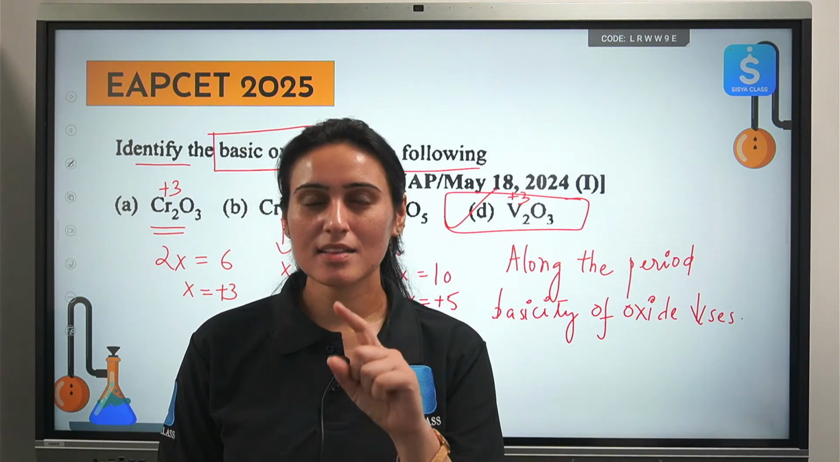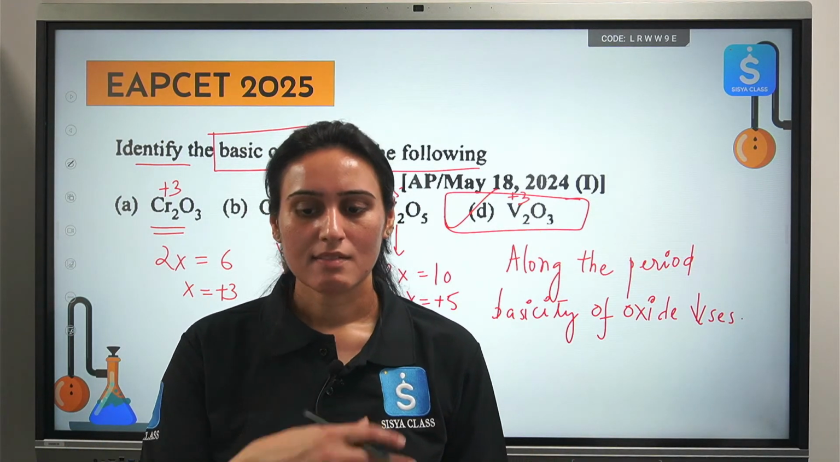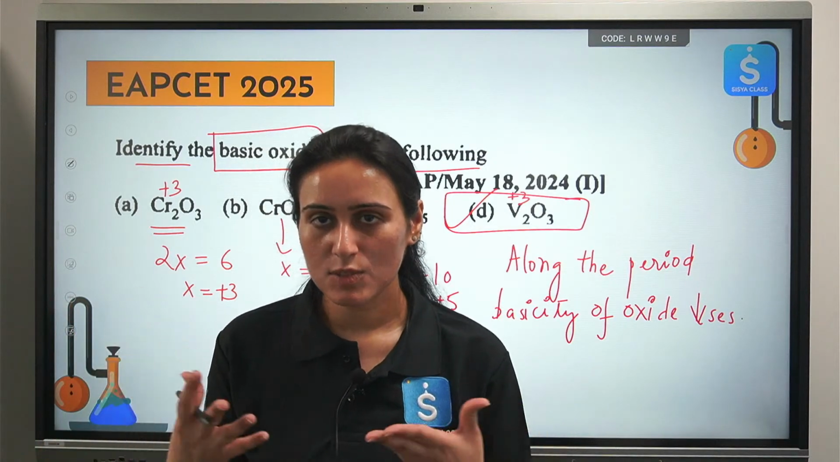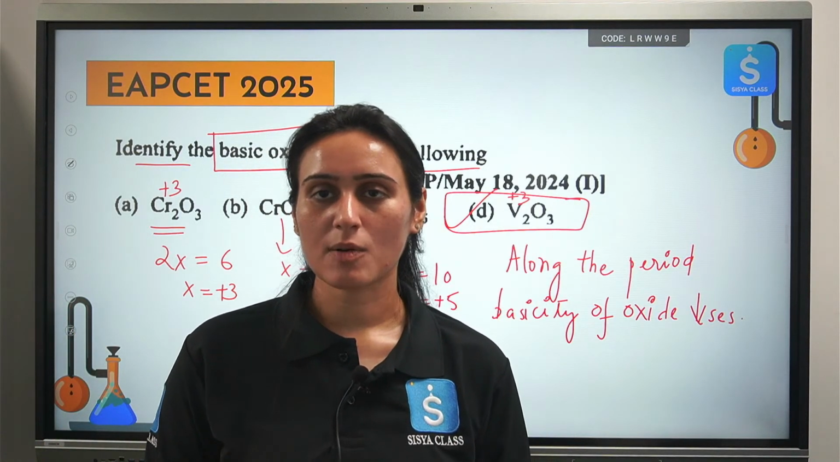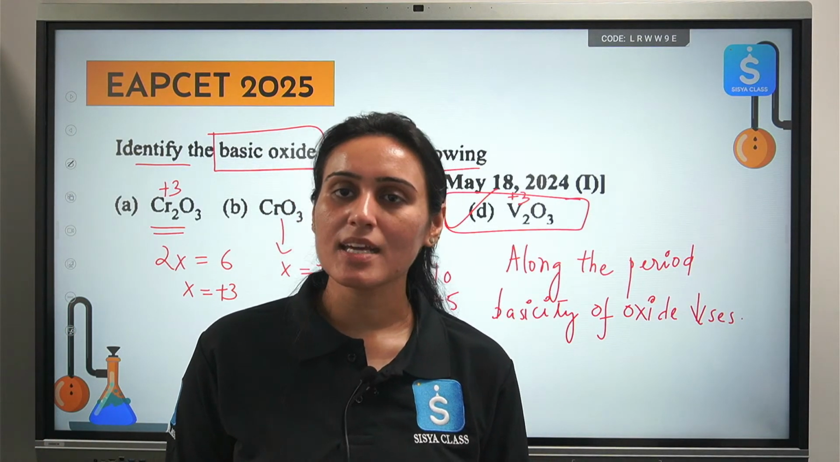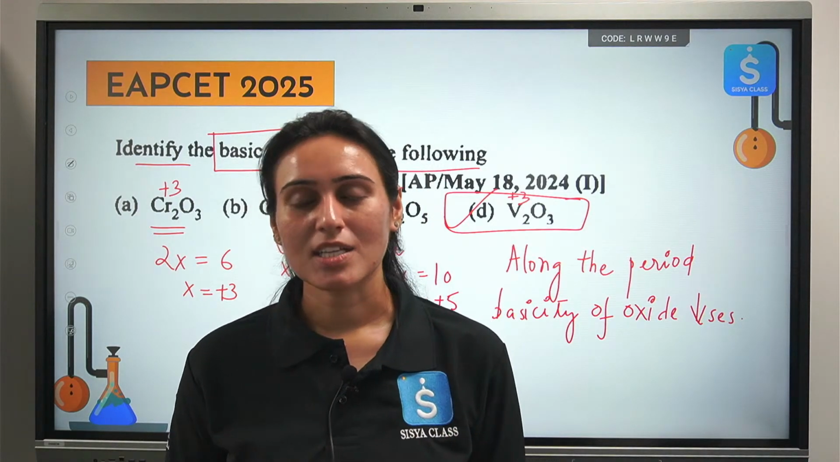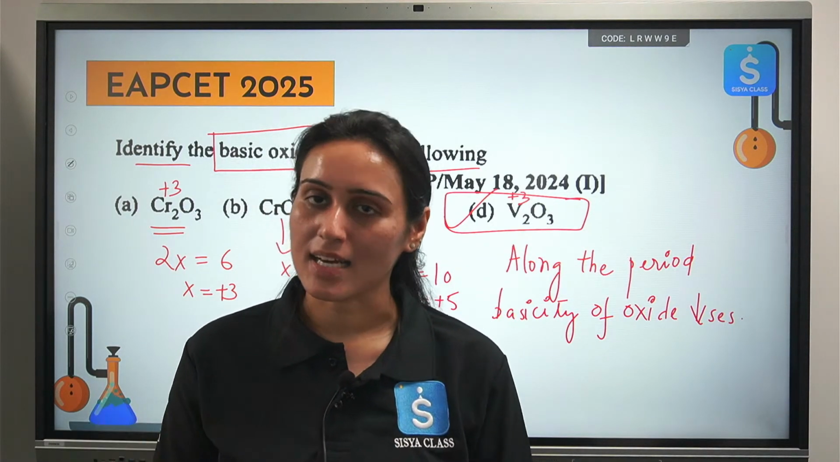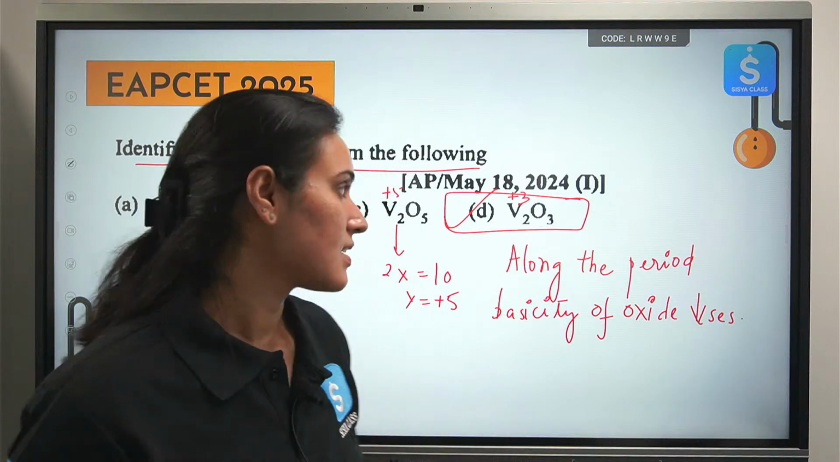In the last session, if you remember, we were comparing the oxidation state. We will do one such question in which you will talk about the acidic nature. There, just compare the oxidation state. Higher the oxidation state, higher will be the acidic character. As simple as that. See the next question.